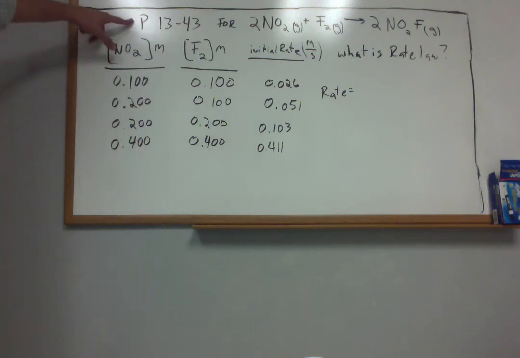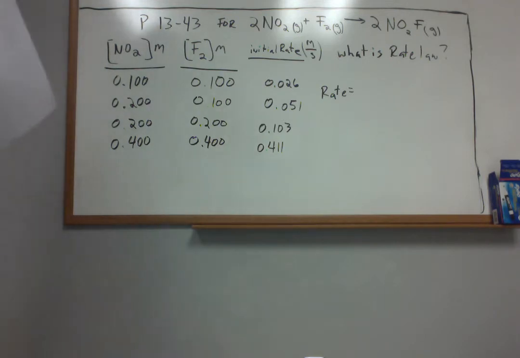Working problem 13-43 from your textbook. This is a rate law definition problem from initial rate data. Very, very common to see a problem like this in homework and on exams and so on and so forth. It's kind of a classic problem from this kinetics chapter.